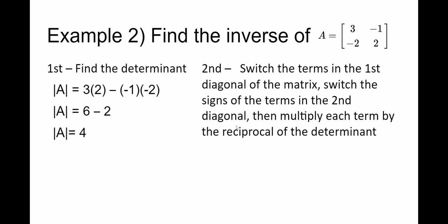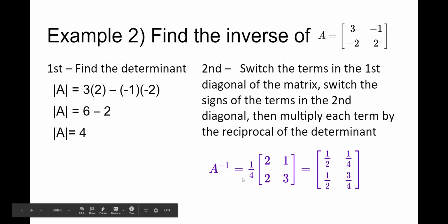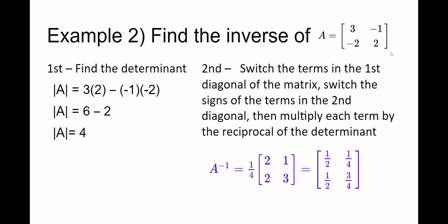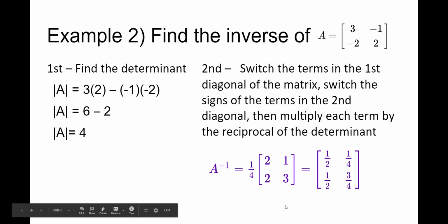For our second step, we're going to switch the terms in the first diagonal of the matrix, switch the signs of the terms in the second diagonal, and then multiply each term in that new matrix by the reciprocal of the determinant. So the inverse of matrix A equals 1 over our determinant 4. Okay, our new matrix, we've switched this first diagonal, so now we have 2 here and 3 here. And for our second diagonal, we've changed the sign, so our negatives turned into positives. If they were positive, we'd make them negative. And now we're just going to distribute.